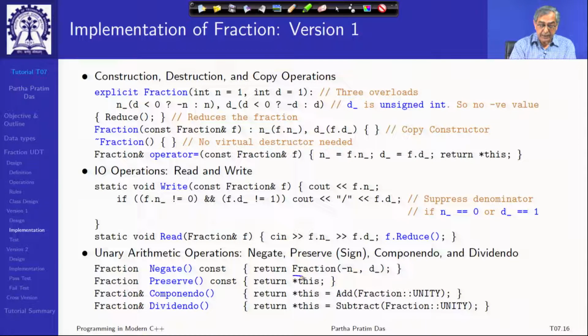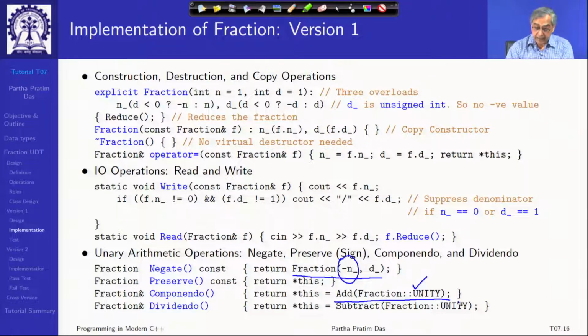Coming to negate, you just have to flip the sign of the numerator. In componendo, you have to just add 1, you already now can see why we had this static constant fraction.